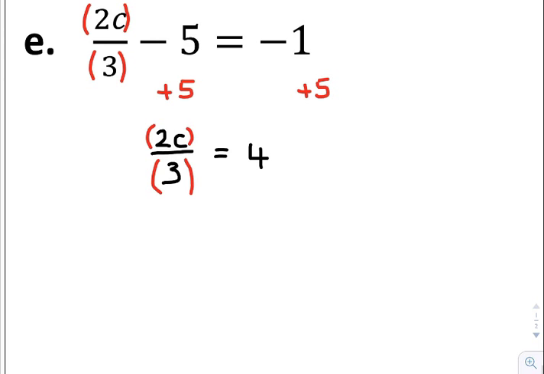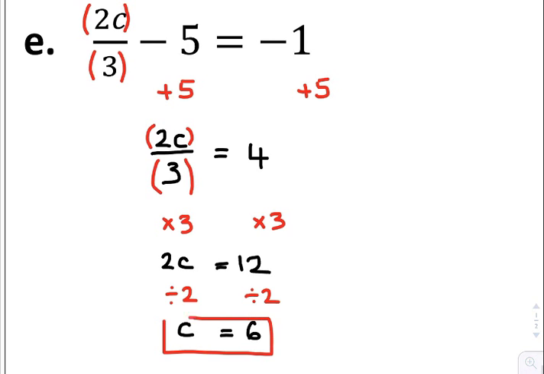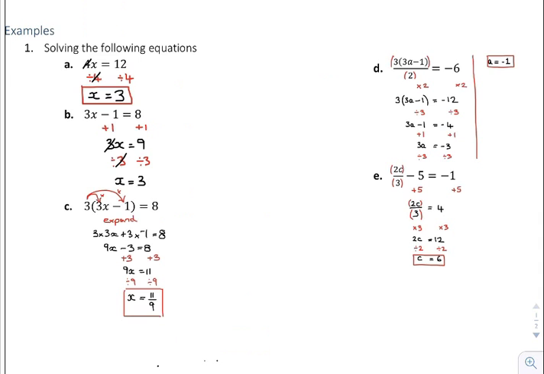After a while, I won't require you to put those brackets in, but it is a good practice to start off with. My next step is to undo the divide by 3, so I'm going to times by 3 on both sides to give me 2c equal to 12. Divide by the 2 and I'm left with c equal to 6. I place a red box around it because that is the end answer that I have, c equal to 6. That is example 1 complete, A, B, C, D, and E.